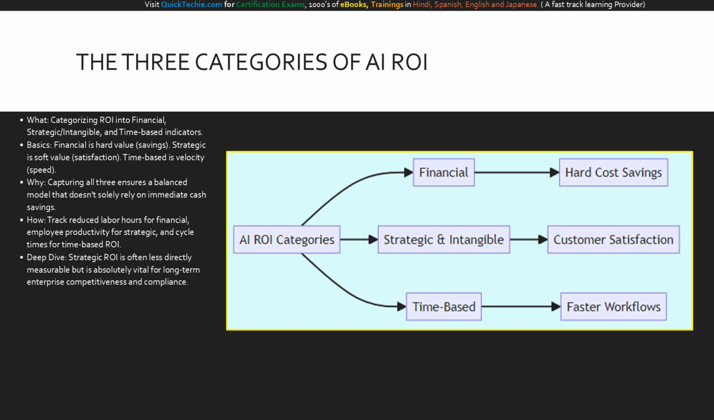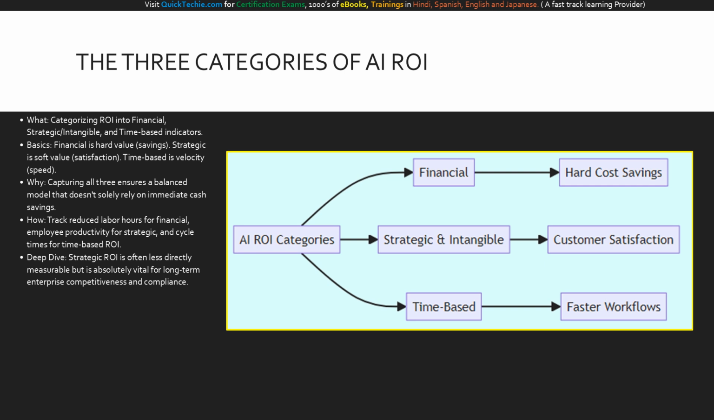When presenting your business case to leadership, using a visual like this helps broaden their perspective. It visually proves that the return on an AI investment is multidimensional. By highlighting the middle and bottom paths alongside the financial metrics, you build a much stronger, more compelling argument for adopting the AI solution.